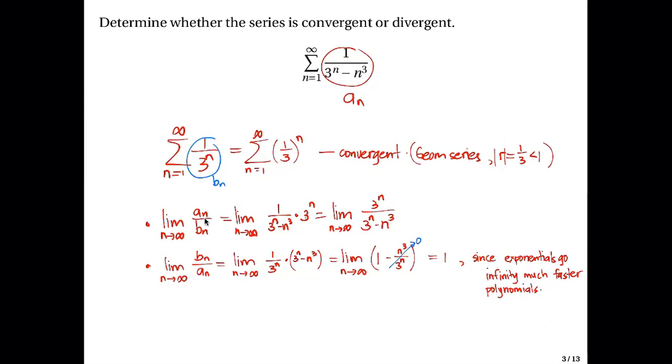So, may limit tayo for bn over an, and the limit of an over bn is just the reciprocal of this, and it's still 1. Okay? And since this guy here is convergent, we conclude that the original series, the series n from 1 up to infinity of 1 over 3 to the n minus n cubed, this is also convergent.